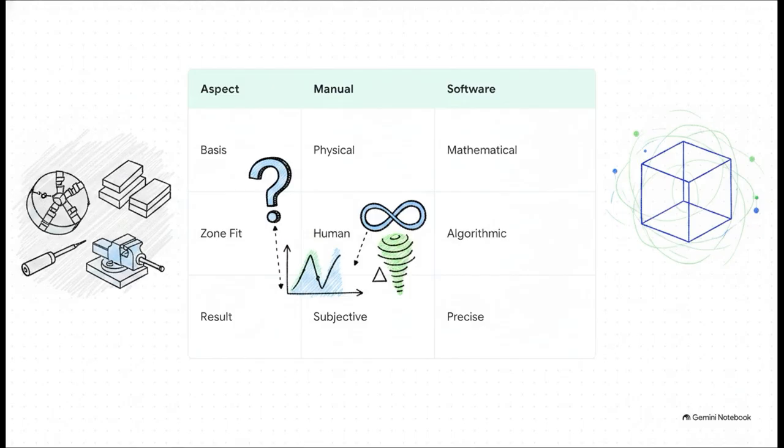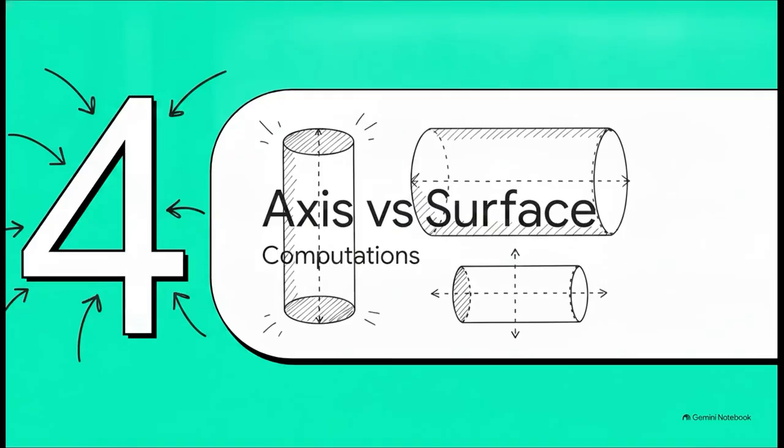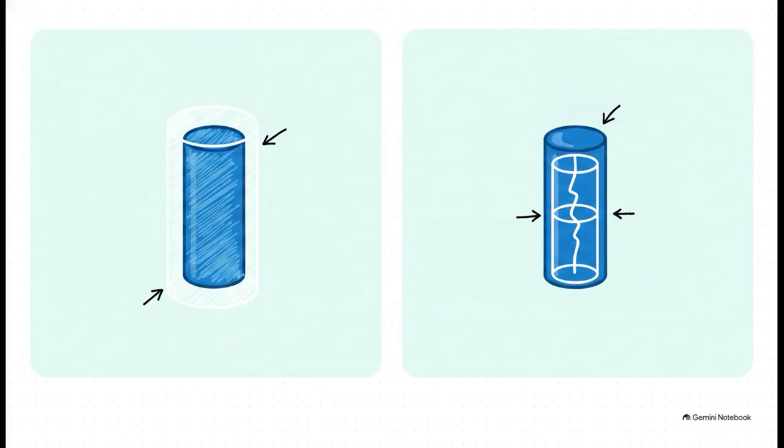Understanding this math helps us explain rather than just wave away those minor discrepancies you might see on an inspection report. Let's look at another specific application of this: axis versus surface computations. For example, let's look at a scenario where a geometric tolerance is applied with a zero tolerance at maximum material condition, or MMC. The standard dictates two very distinct computation methods here.